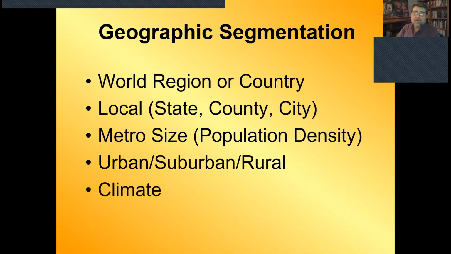Another way to segment geographically would include climate. Obviously, there are warmer climates and colder climates, drier and wetter climates. So, for instance, if we're selling surfboards, we're not going to sell a lot of surfboards in Montana. Likewise, we're not going to sell a lot of snowmobiles in Florida. So we understand the climate has a big effect on products that are sold.